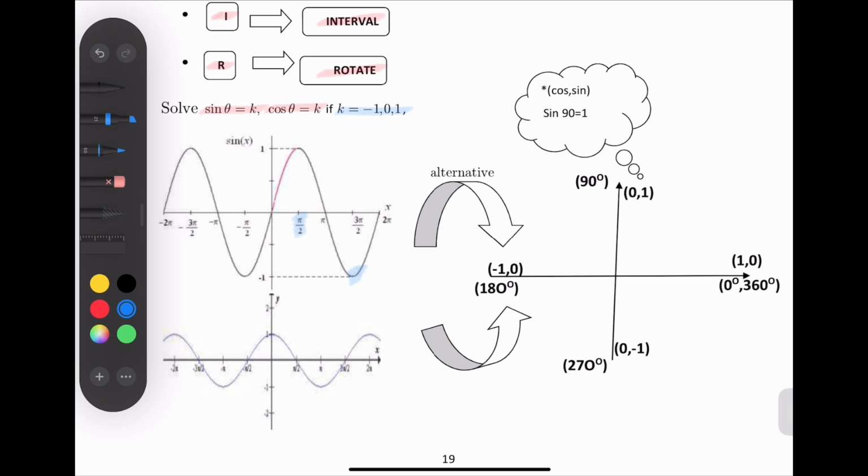For cos, if we have k equals 1, therefore the theta will be 0. Okay? And then if we take 3 pi over 2 as the theta for cos, then the value of k is 0. Alright?